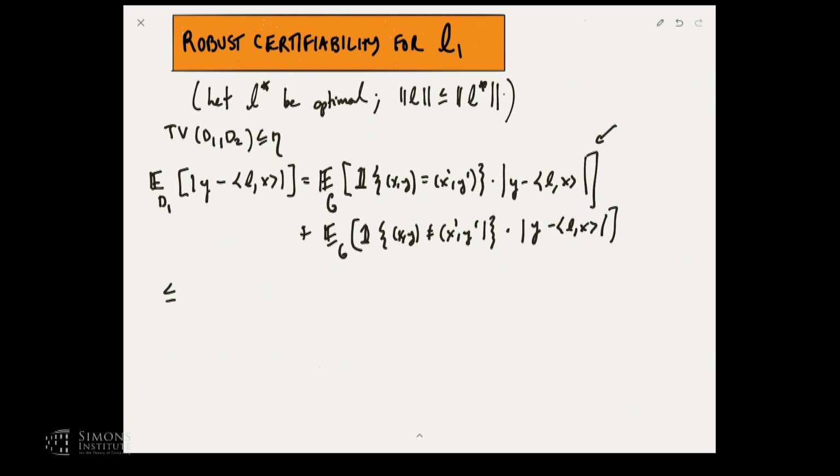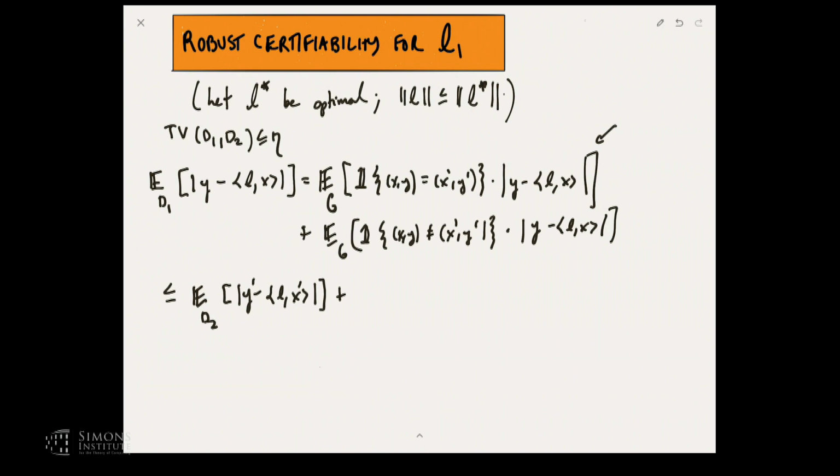I want to claim that the first term is less than or equal to the expectation with respect to D2 of y minus L inner product x. Why is that? Well, in this first term, xy equals x prime y prime. So when I have a D2 here, I have x prime y prime. And there are some terms that won't contribute to this absolute loss. Those are the ones where xy does not equal x prime y prime, and that's why I have an inequality. Okay, so this first term really is just the error with respect to D2. There we've shifted to the error with respect to D2. Did that make sense? Okay, good.